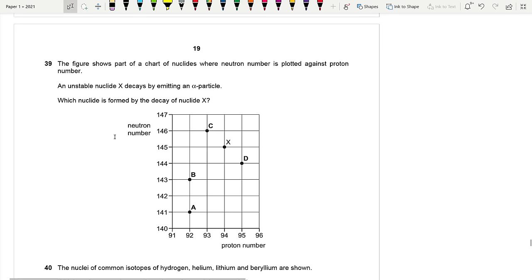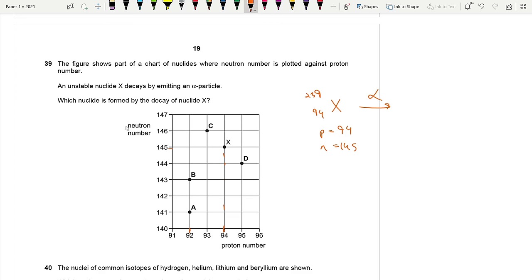Alright, 39. The figure shows part of a chart of nuclides where neutron number is plotted against proton number. So, an unstable nuclide X decays by emitting an alpha particle. Which nuclide is formed by the decay of nuclide X? So, X is like this. It has 94 protons and 145 neutrons. So 94 plus 145 is 239. Okay, so it has a mass number of 239 and it has, you know, 94 protons.